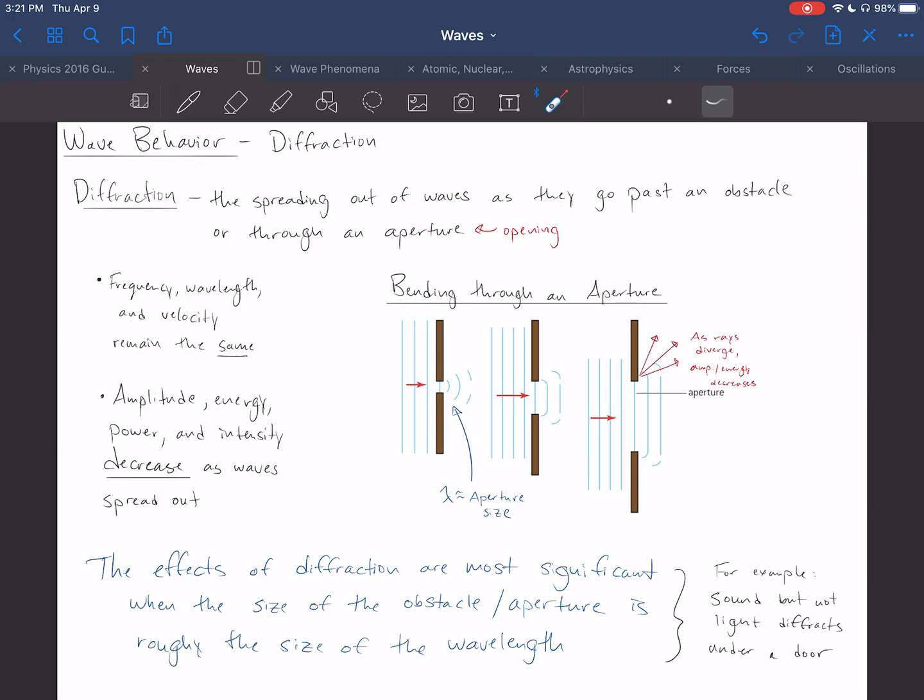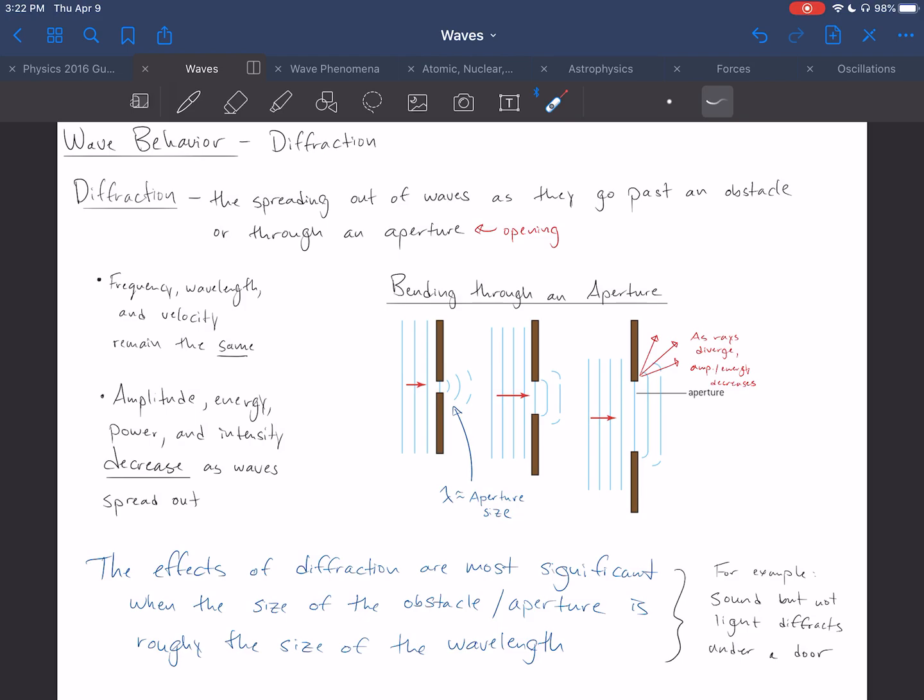And you can see that by noting that, if you were to draw some rays on these wavefronts with plane waves, those rays stay at the same position relative to one another, whereas if that wave is spreading out, those rays diverge. And because the rays diverge, the amplitude, energy, power, and intensity of the wave decreases.